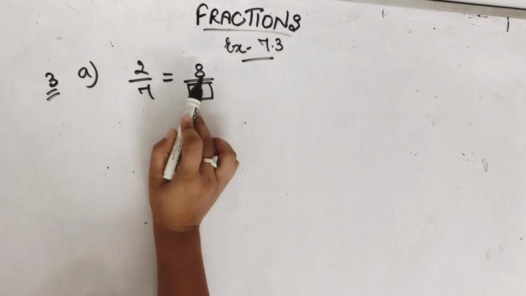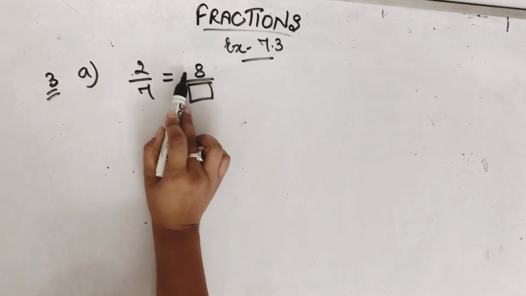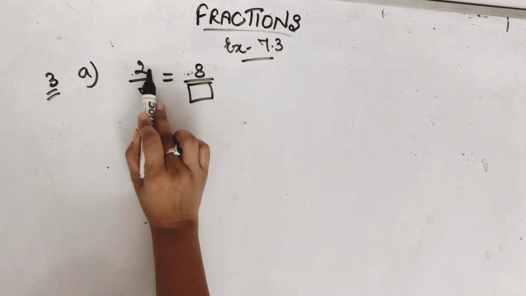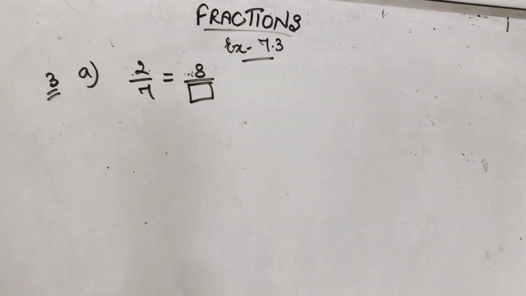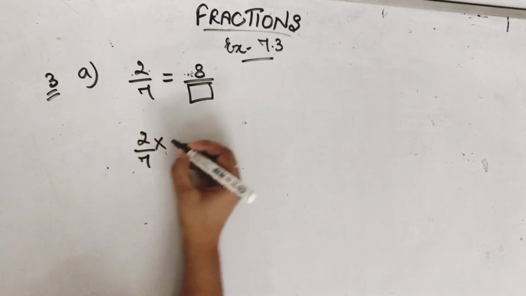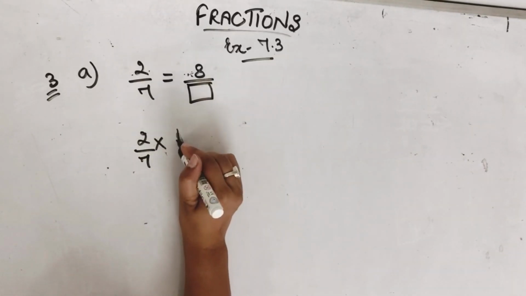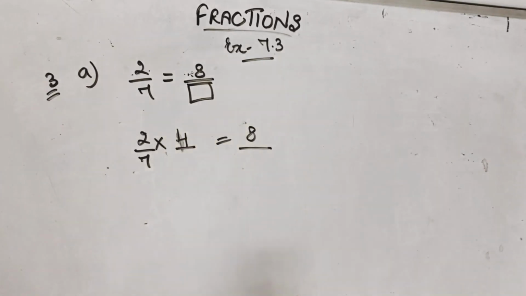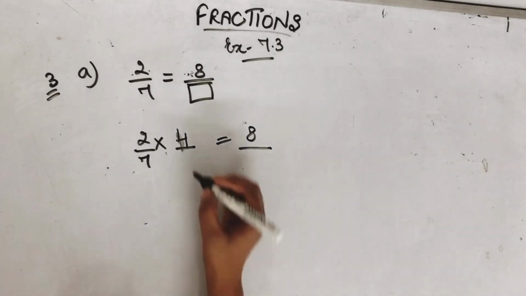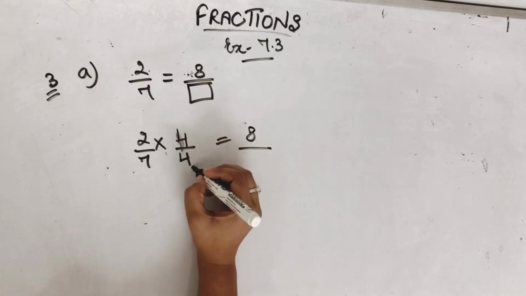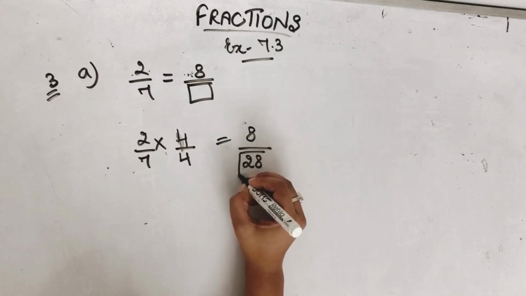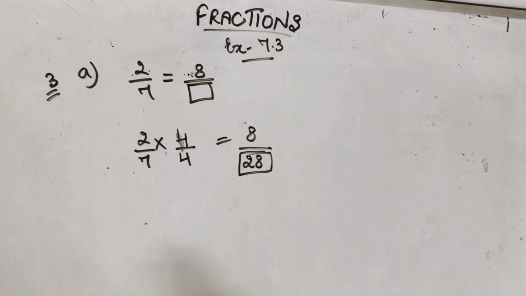So here numerator is 2, here numerator is 8. So it means by which number will we multiply 2 to get 8? 4. So 2 will be multiplied by 4 to get 8. Now I told you that if you are multiplying numerator by 4, you have to multiply denominator also. So you will multiply denominator also. So 7 into 4 will be 28. So this missing number is 28.